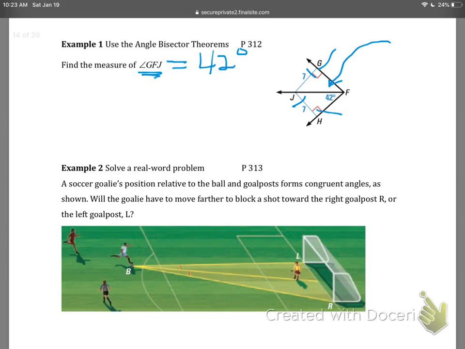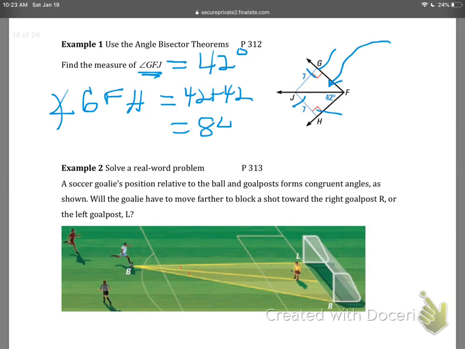Okay, now be careful. What if they asked you instead for angle GFH? How do you get that? That's the whole angle. So you would say that it was 42 plus 42, which would equal 84 degrees. So make sure that we're always answering the question. In this case, they wanted the other half of the angle, and so you use the same measure as the measure of JFH because that angle has been bisected by ray FJ. Okay? So think about that. Make sure you understand that.